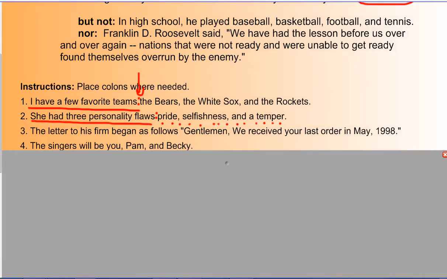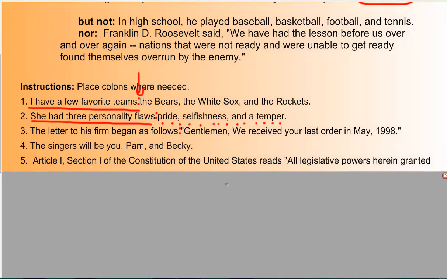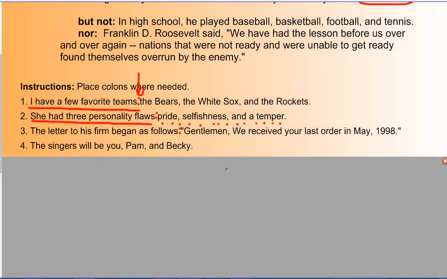The letter to his firm began as follows. Here comes what the letter said. "Gentlemen, we received our last order in May 1998." The singers will be you, Pam, and Becky. Now I see a list going on here. But when I look in front, it is not a full sentence. If I just say the singers will be, that's not a full sentence, so I don't want to use a colon here. We're going to say that there is none needed.